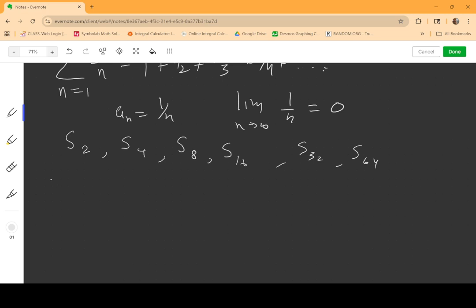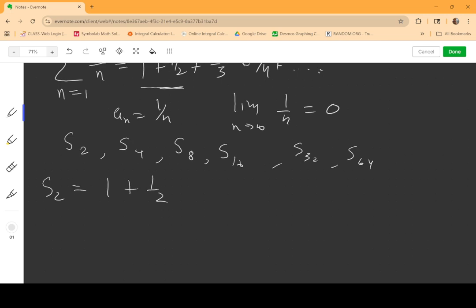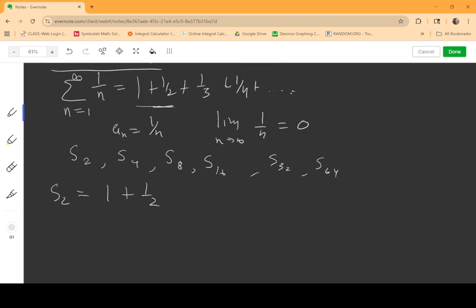So S2 would be 1 plus 1/2. That would be the sum of those first 2 terms. And S4 is going to be equal to 1 plus 1/2 plus 1/3 plus 1/4. All right, so the values themselves are getting smaller. Now here's what I'm going to do to show that I am unbounded here.